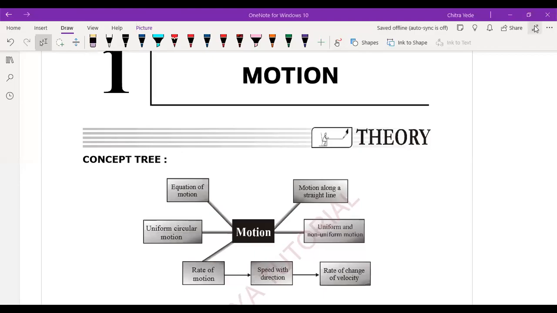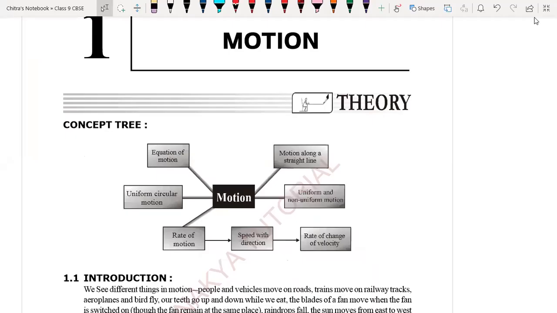Hello everyone. Today we are going to start the new chapter of physics, which is motion. So first we have to understand what motion is. In order to understand motion, we are going to look at one example.